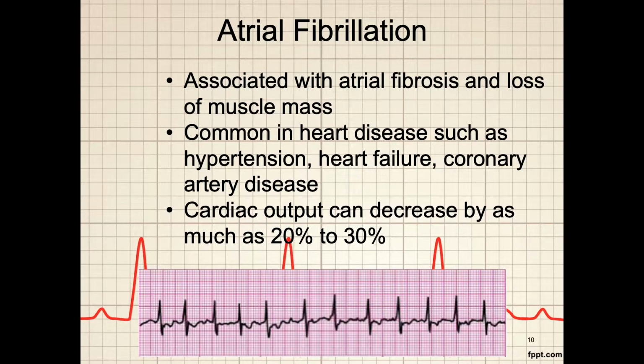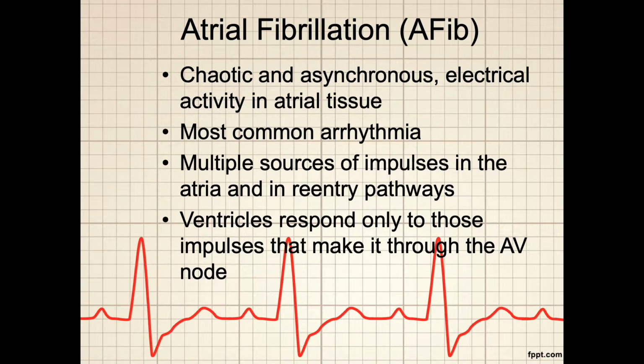The rhythm strip on this slide shows the characteristic irregularly irregular rhythm that is associated with atrial fibrillation. In other words, there is no set pattern that can be discerned in each one of those R to R intervals. AFib is by nature chaotic and asynchronous. The electrical activity in the atrial tissue is completely disorganized. AFib is the most common cardiac arrhythmia.